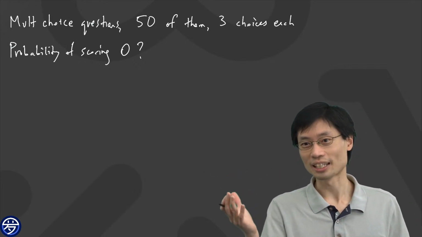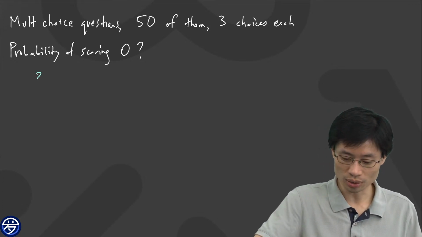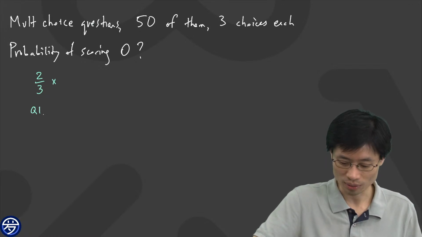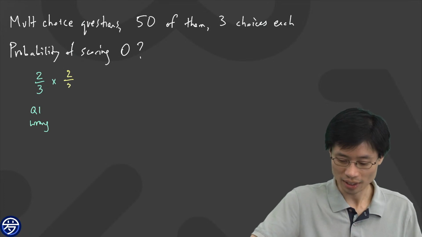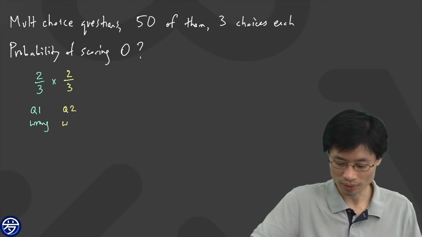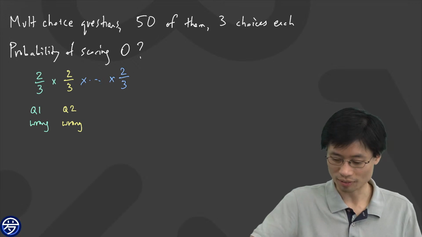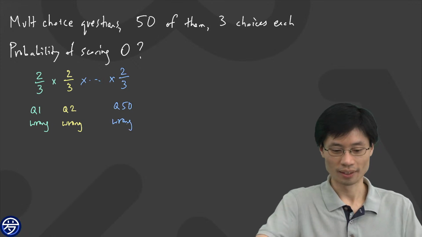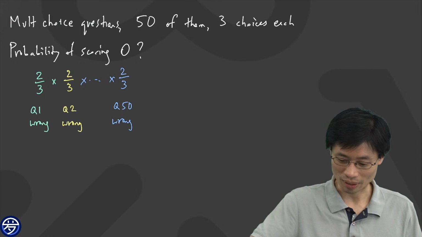But to do it for real, I've got 50 questions, and for question number 1, there's a 2/3 chance of getting question 1 wrong, times 2/3 chance of getting question 2 wrong, and so on, and it goes to 2/3 chance of getting question 50 wrong. So all I have to do is take 2/3 to the power of 50. And how big is 2/3 to the power of 50?